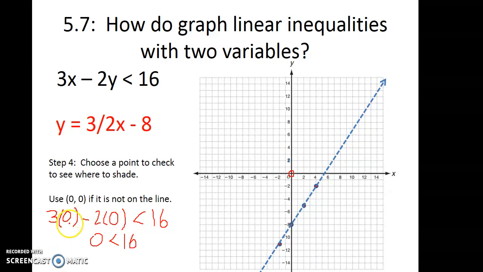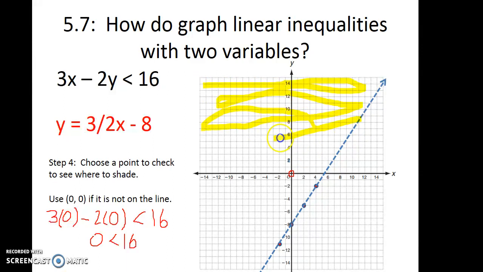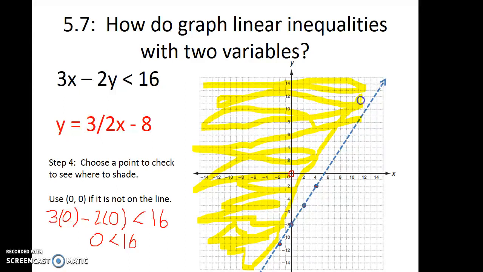When I substituted (0, 0) in the original inequality, I have a true statement because 0 is less than 16. That means the region that has (0, 0) in it is the part that is shaded. So now I'm going to shade everything that is above the line, or you can just say it's to the left of the line, either way, and everything on this side is the solution. So now I'm finished. I have graphed the inequality 3x minus 2y is less than 16.